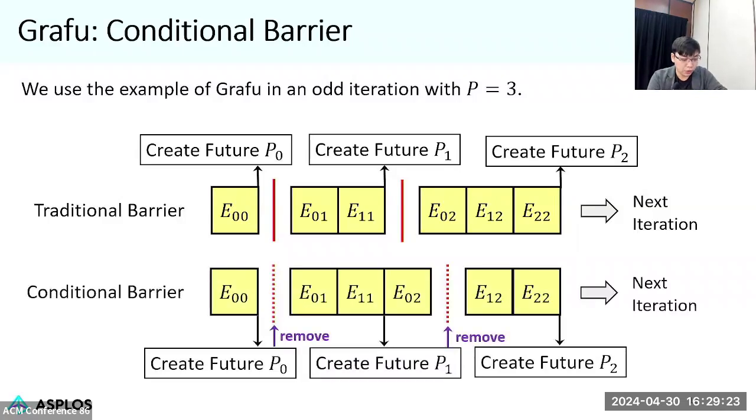So the conditional barrier is proposed, and the conditional barrier can be removed if we find that the data dependency will not be violated. So the conditional barrier is proposed to ensure the data dependency while improving the thread iteration, because we can alleviate the overhead of waiting for the slow thread.